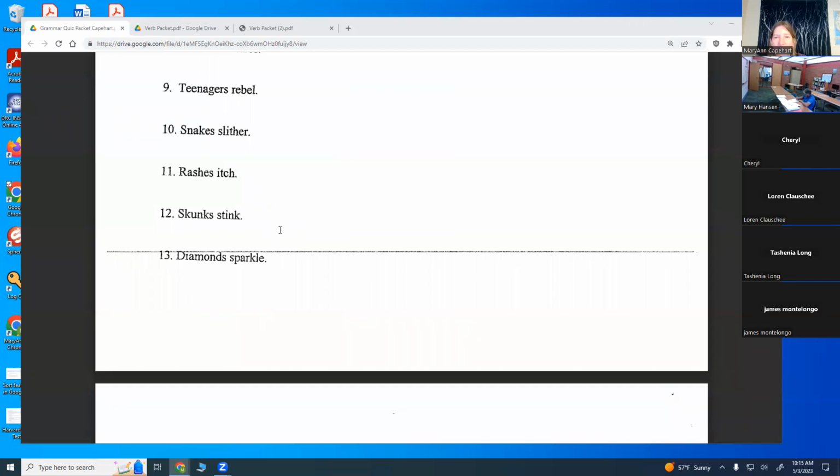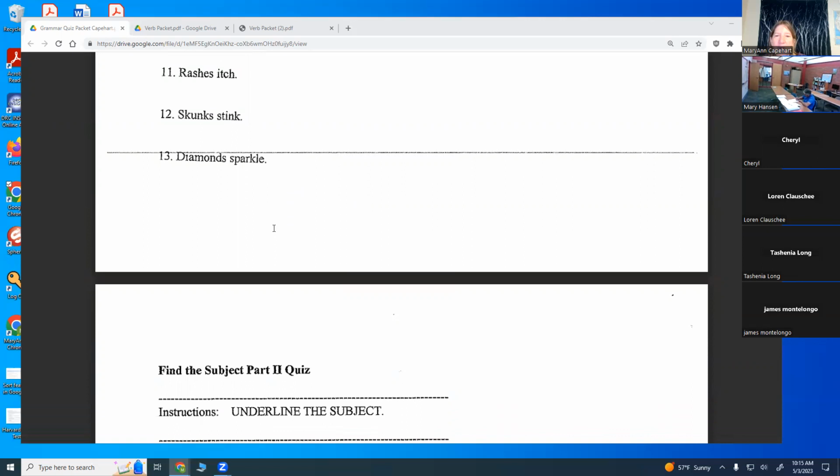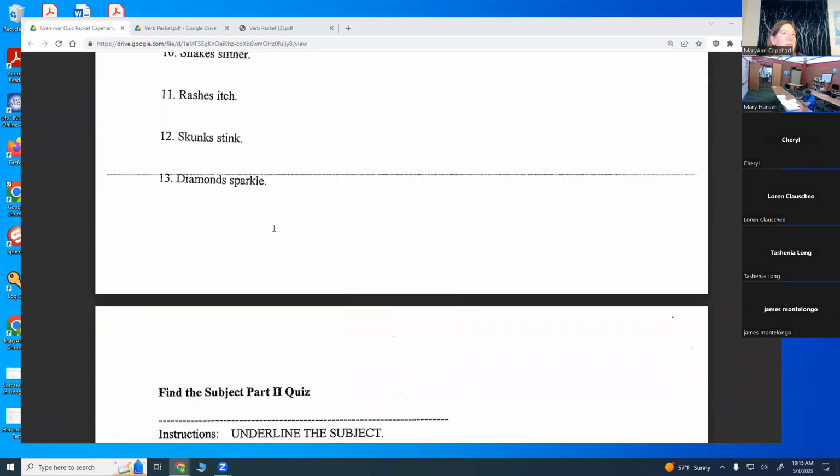Skunk stink. So that's not really an action, but it's still a verb, kind of a special verb, like she smells good. She's not doing anything. She just does smell good. So that's a certain kind of verb. And diamonds sparkle. Same thing. Diamond's not doing anything, but it is a type of verb. So what's the subject of diamonds sparkle? Diamonds, and the verb is sparkle.